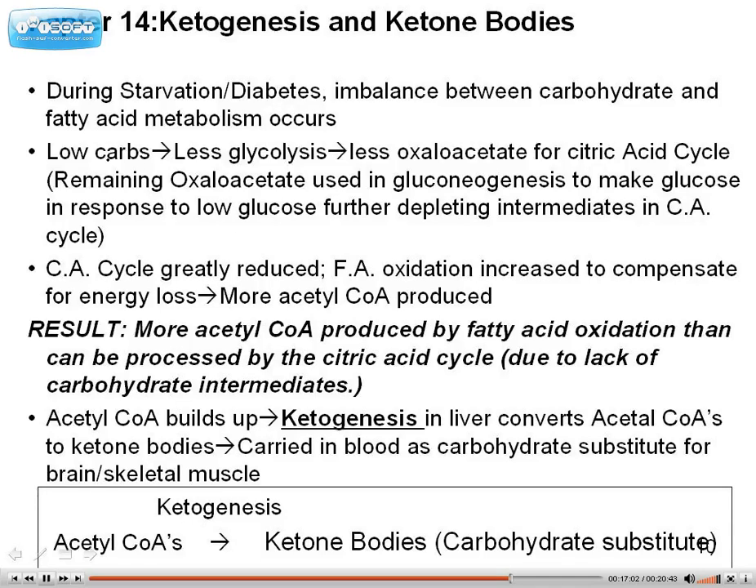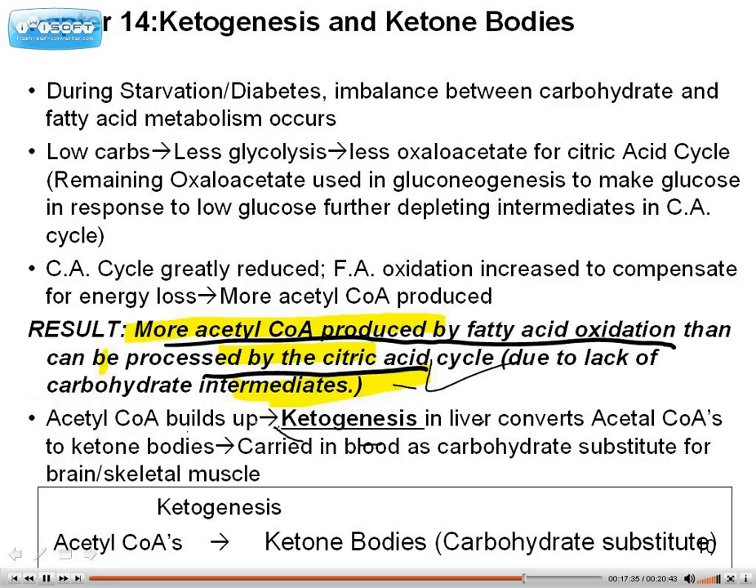ketogenesis. In general, low carbs, less glycolysis, so less oxaloacetate for the citric acid cycle, aka Krebs cycle, since the remaining amount is used in gluconeogenesis to form brand new carbs. So the bottom line is more acetyl-CoA is produced by fatty acid oxidation than can be processed by the citric acid cycle. Nice new summary. So know this. The acetyl-CoA builds up, so ketogenesis occurs.